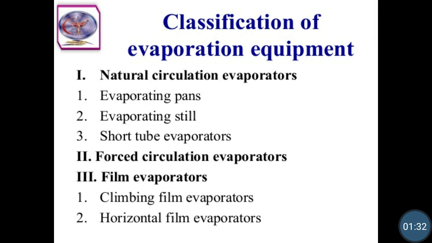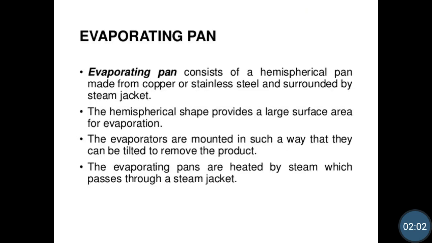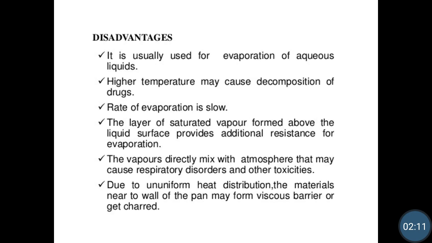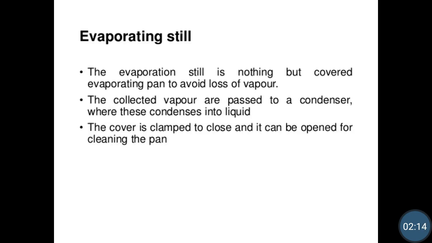The next one is the film evaporators, in which the liquid is sprayed in the form of a film on the heating surface, which again increases the rate of evaporation. We studied the natural circulation evaporators, the evaporating still and the evaporating pan. The next type is the short tube evaporator, which we continue in this lecture. For the evaporating pan we studied the construction, working, advantages and disadvantages, and then the evaporating still.